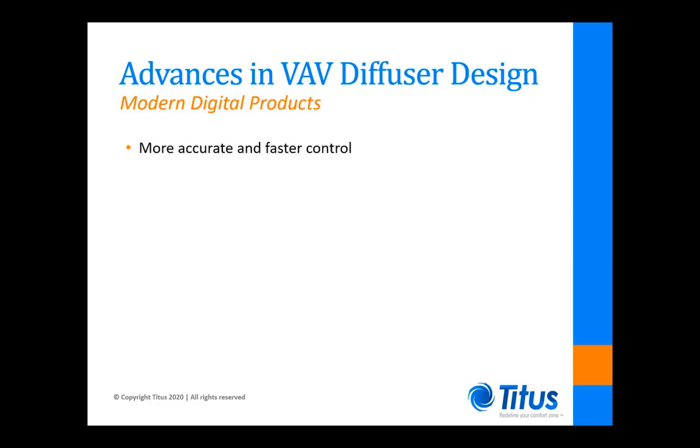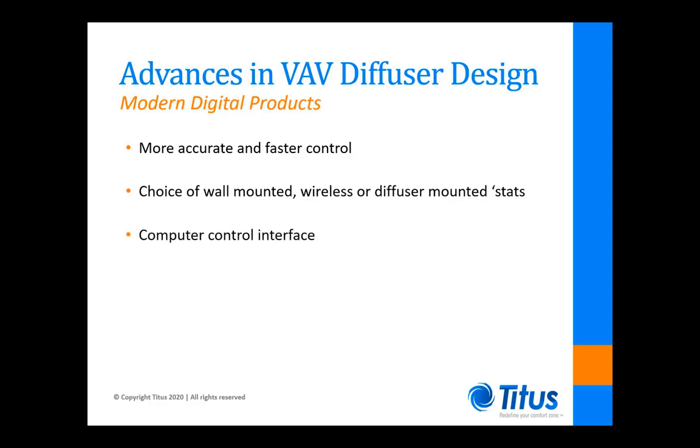The good news is that VAV diffuser development has come a long way since. Modern VAV diffusers feature digital controls offering faster response times and more accurate temperature control. There are now more thermostat choices, including wall-mounted and wireless versions.